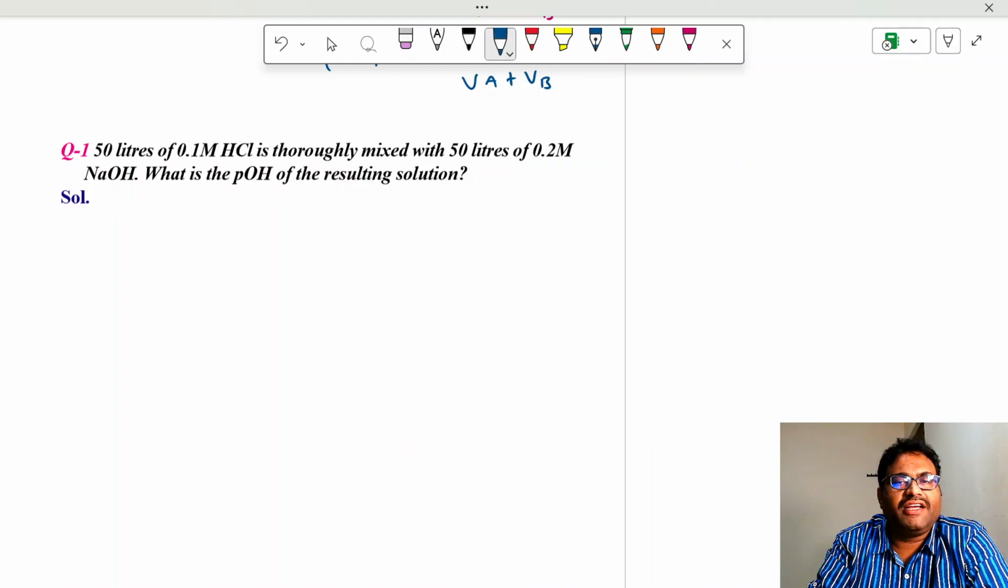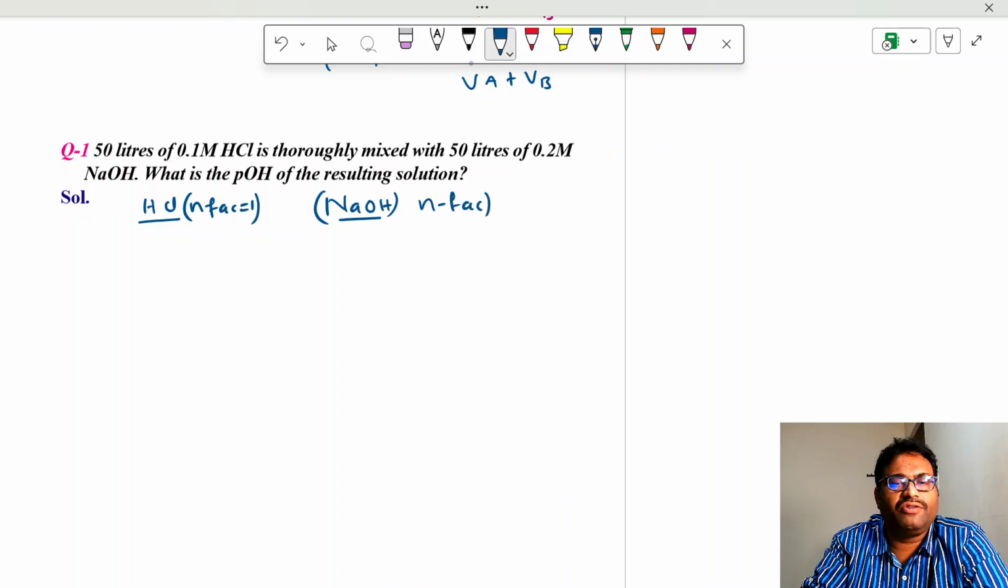So what is given? HCl. Another one is given, NaOH. For both, what is the n factor? Here the n factor is equal to 1. Here also the n factor is equal to 1. So molarity will be equal to normality.